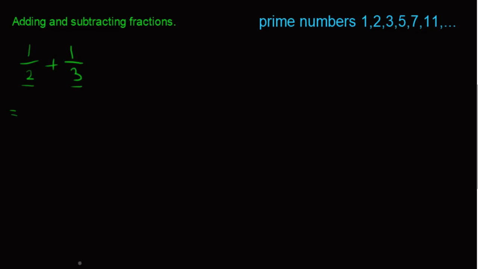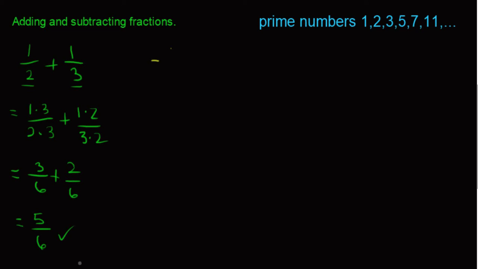So this equals 1 times 3 over 2 times 3. I have to do the same thing to top and bottom. This equals 1 times 2, and 3 times 2 equals 3 over 6 plus 2 over 6, which is 5 over 6, simplest form. Let's look at another example. Feel free to pause video.